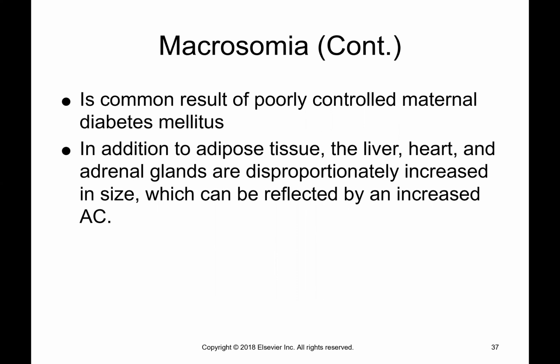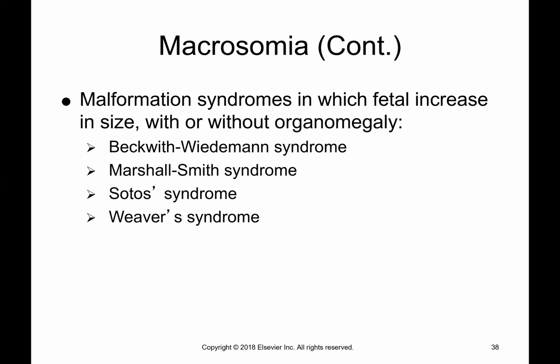It's really common in people that are poorly controlled maternal diabetics because the sugar levels are all messed up in the baby, and they can gain a lot of weight. In addition to adipose tissue, the liver, heart, and adrenal glands are increased in size, which can be reflected by an increased abdominal circumference. So these babies, although they're big, are not always healthy at all. They're actually sometimes as sick as the little ones because their sugars aren't regulated.